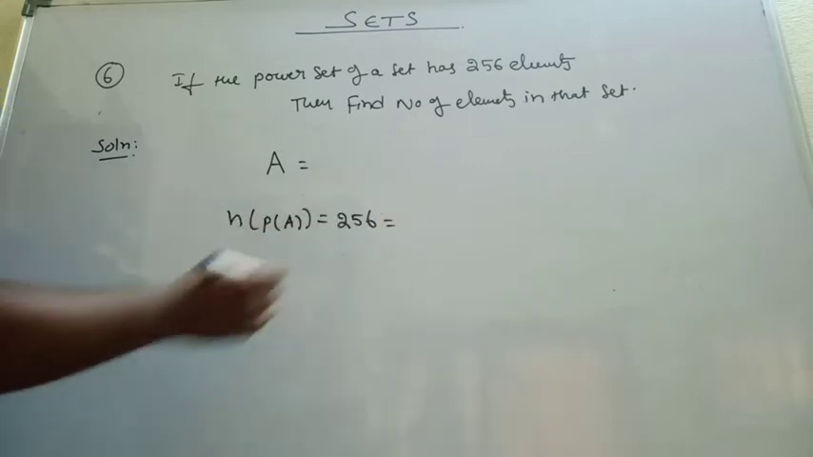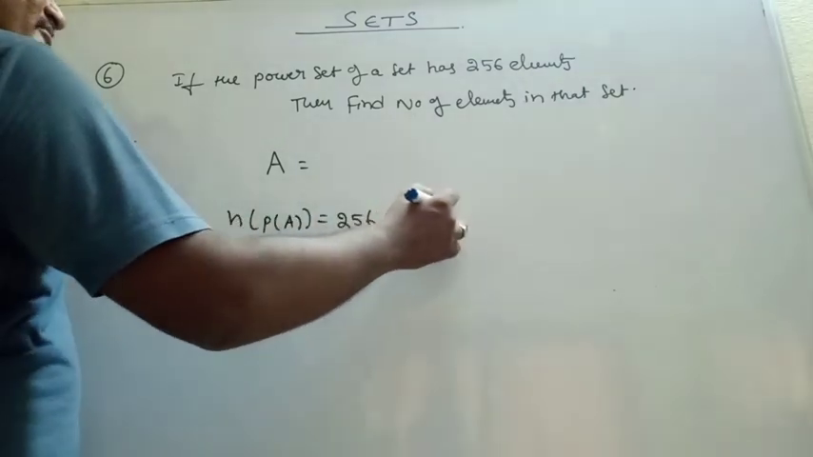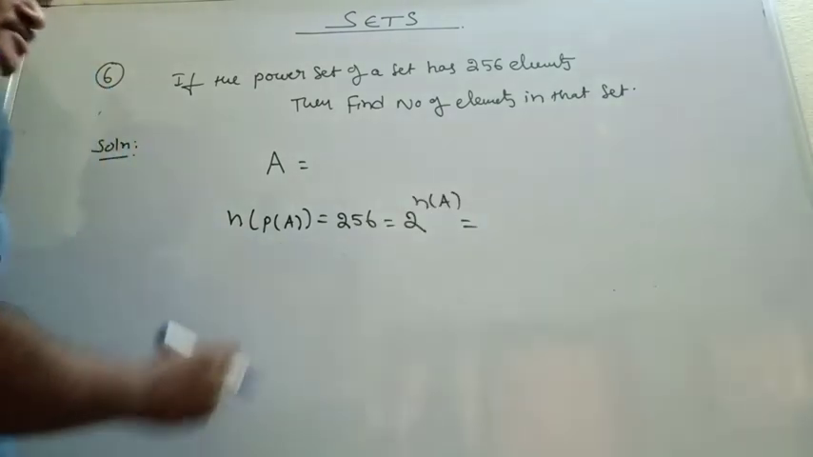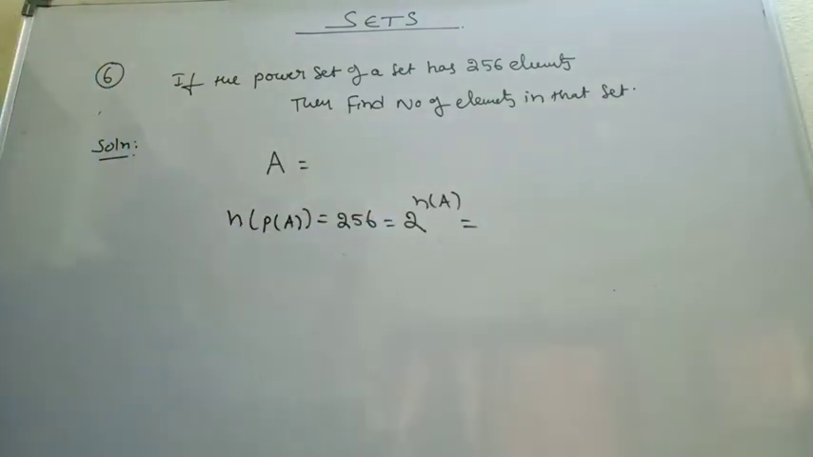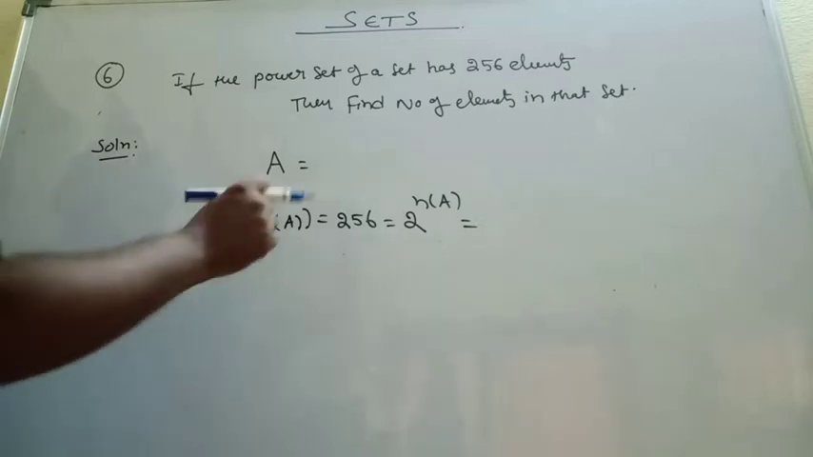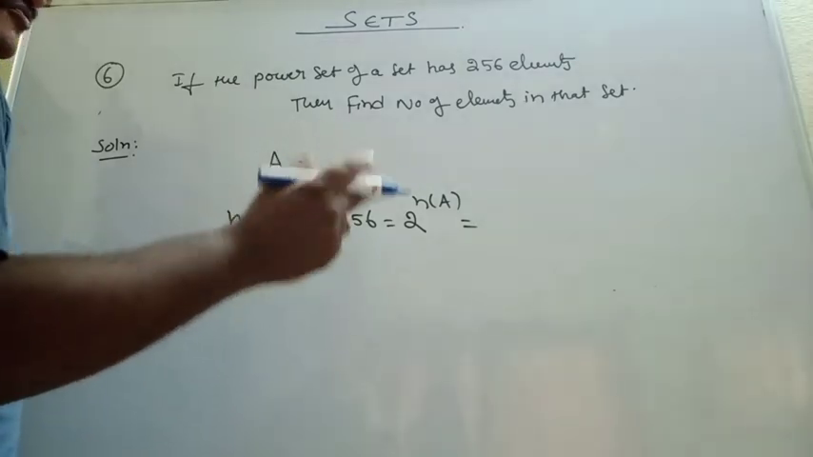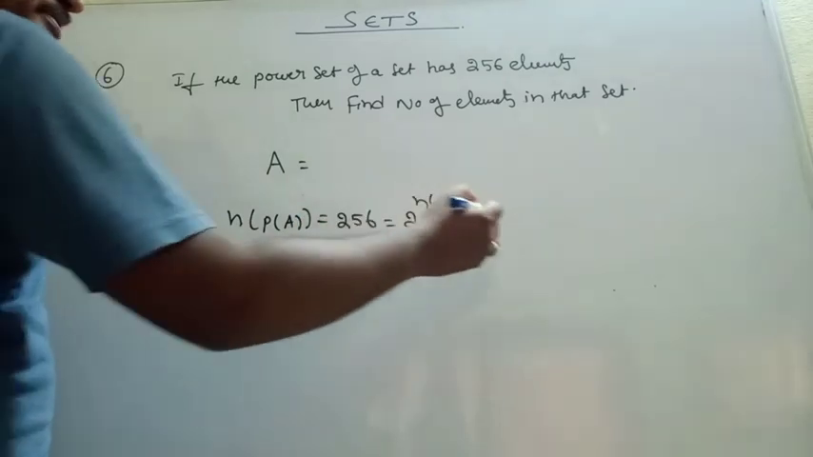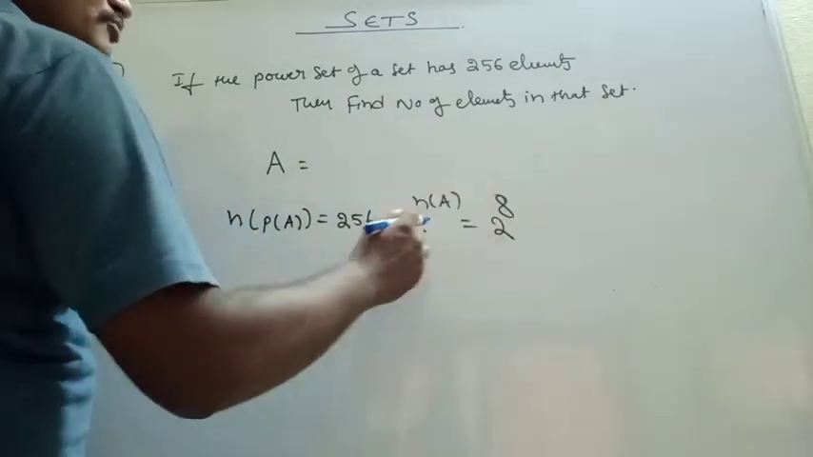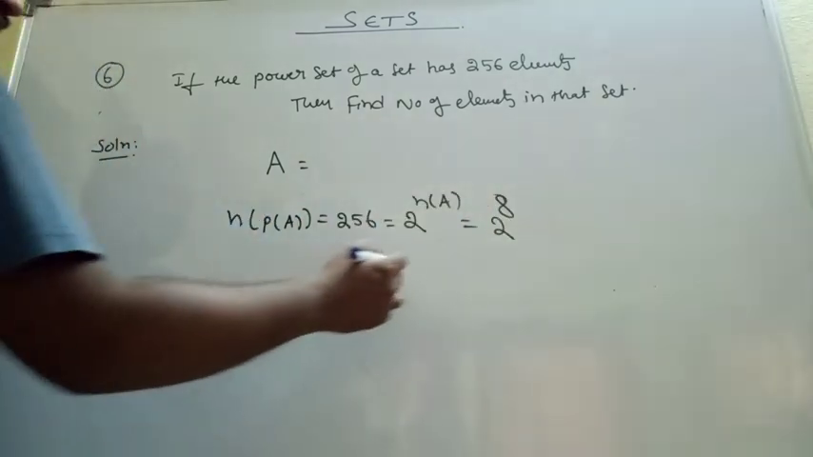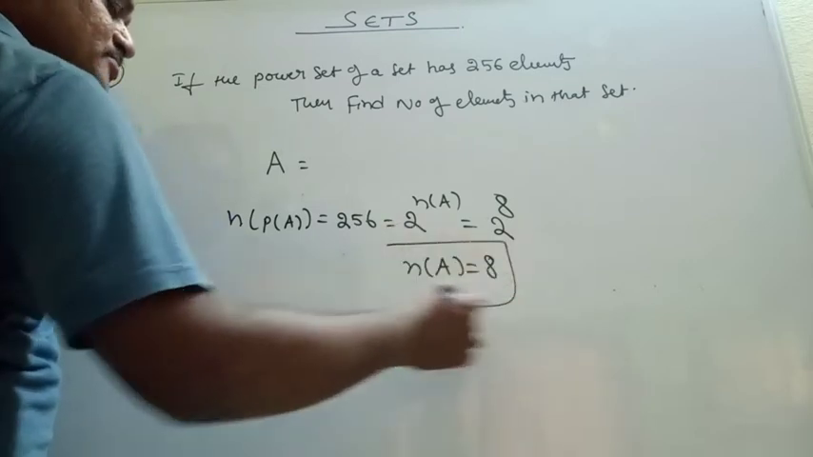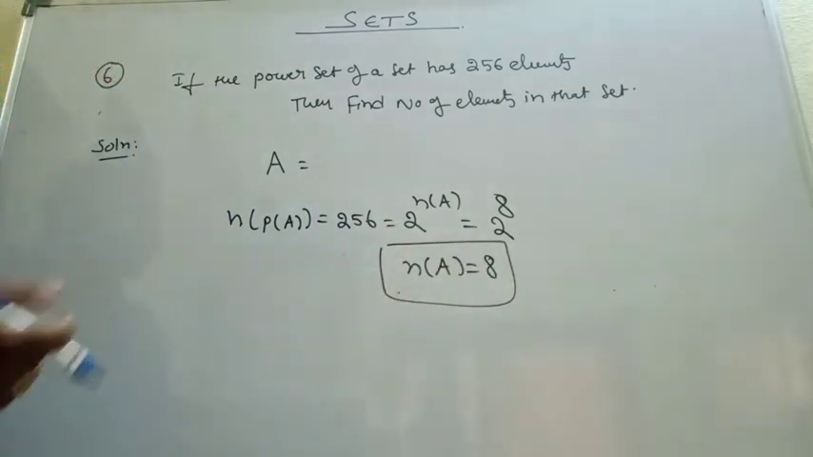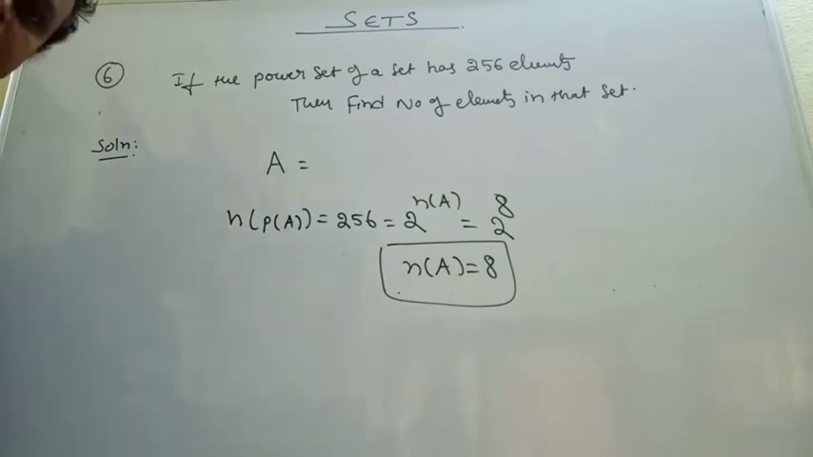This is equal to 2 power n of A, right? 256 you can write as 2 power, how? 2 power 5 is 32, 2 power 6 is 64, 2 power 7 is 128, 2 power 8 is 256. Now 2 power n of A equal to 2 power 8. From that you have n of A is equal to 8. You see, my dear students, in this beautiful way we will be getting these problems.